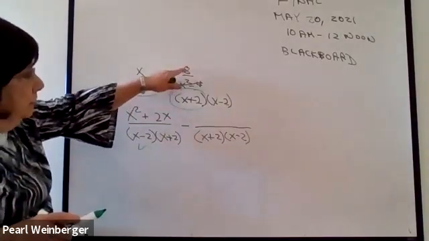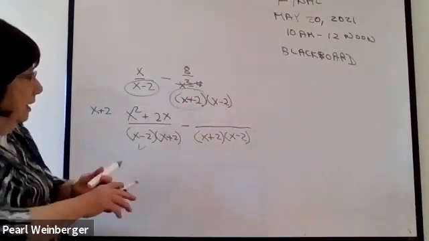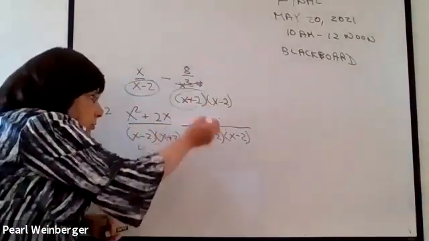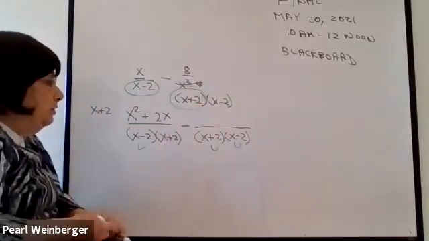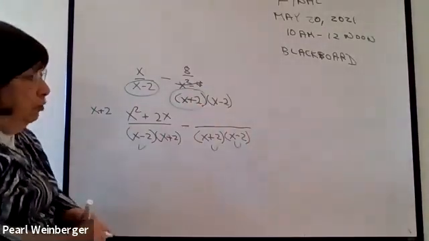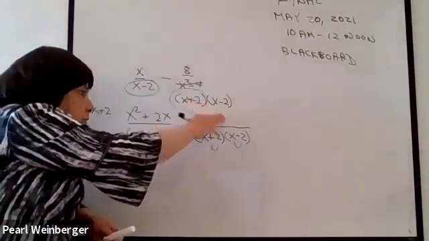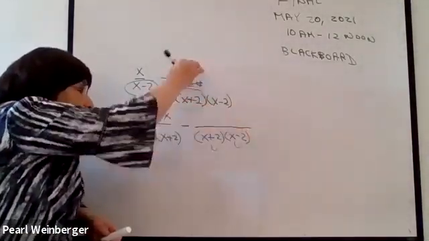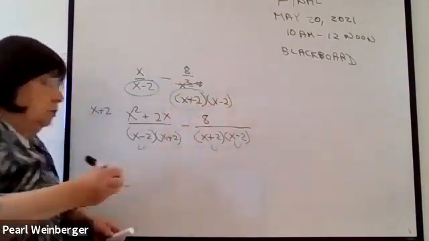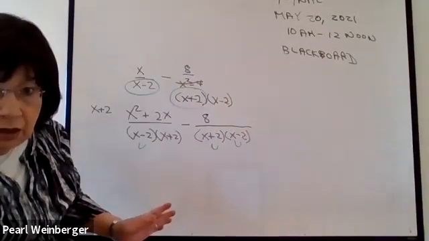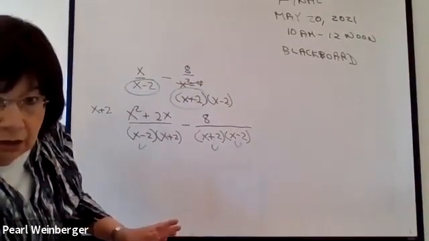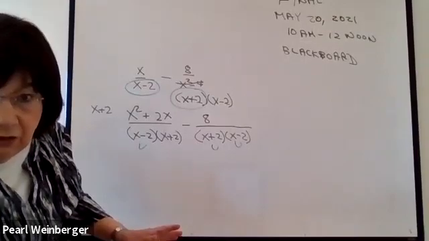Now over here on the second fraction, I have the x plus 2, and I also have the x minus 2. I didn't have to change that denominator at all. So I didn't do anything to the bottom, and I'm not going to do anything to the top. So far, okay, Zia? Do you follow this so far? Yes, Professor.